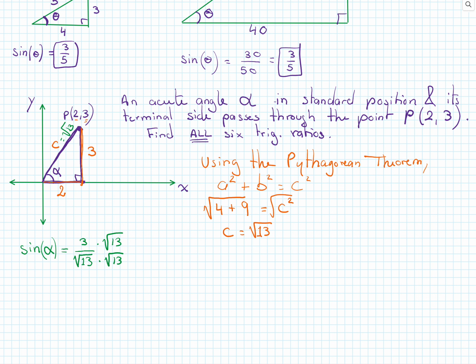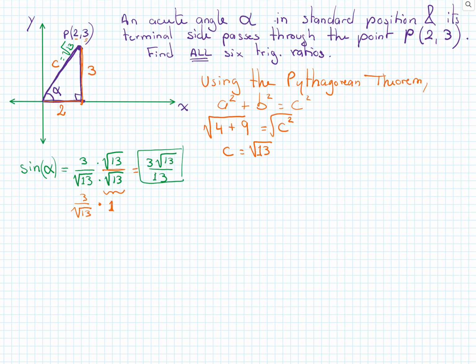And by the way, why is that true? Why can we do that? Because this is just a fancy 1. Anything above itself simplifies to a 1, and when I multiply anything by 1, I really haven't changed anything. It's still going to be the same, it's just going to look different now, which is what I wanted because I wanted to lose my radical in the denominator. So this is going to give me 3 square root of 13 over 13. Okay, so that's your sine.